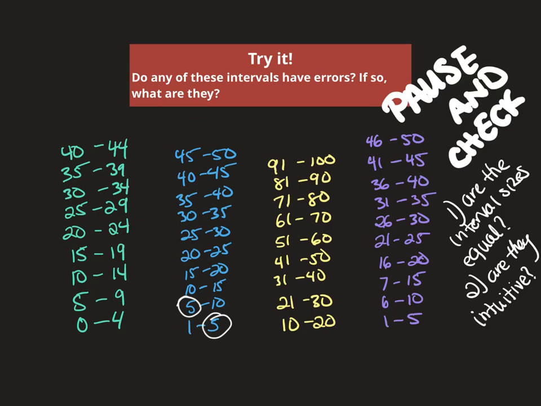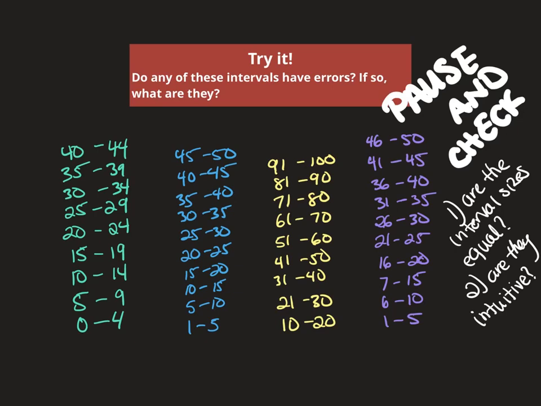This is actually true of all the intervals. 10 appears twice, 15 appears twice, 20, 25, all the way up. So this one has already broken one of our rules. Let's take a look at the yellow one. We don't have that violation of the overlap of the intervals, so that's good.